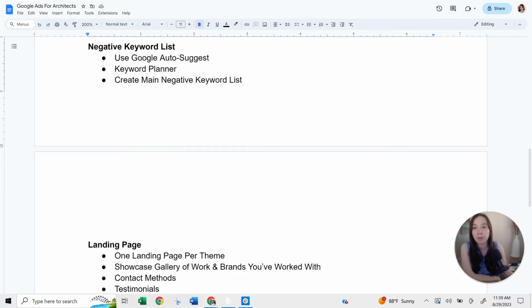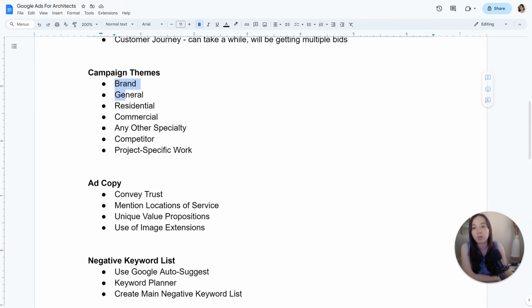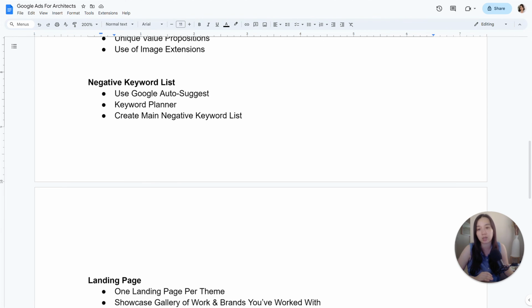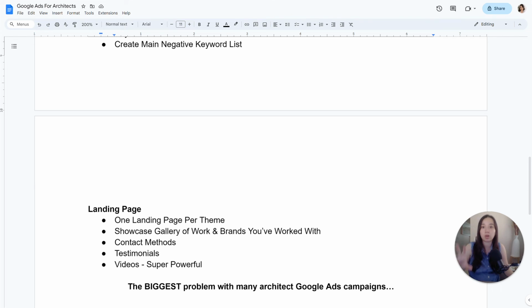So when I talked about up here, when we're talking about campaign themes, I want to see one landing page per theme. So if you're just starting out and you do residential, commercial, then you want to have one specific landing page for each theme so that it looks like you specialize in those areas. So when a user clicks on it, they're going to see all your residential work, copy about residential, and so forth. So that's going to show that you are more of a specialist in that area, even though you might offer services for other areas.